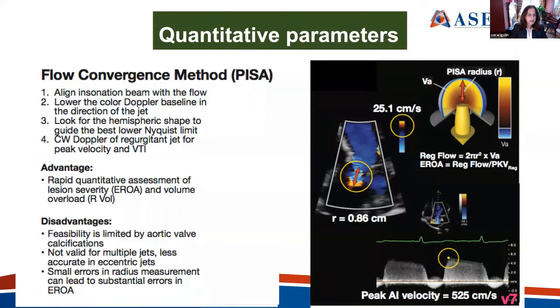This has its advantages in that it's a rapid quantitative assessment of lesion severity, with measurement of the EROA and volume overload, which is the regurgitant volume. The disadvantages are that feasibility is limited by aortic valve calcifications, because sometimes it makes it hard to see that PISA hemisphere. It's not valid for multiple jets. It's less accurate in eccentric jets, and very small errors in measuring the radius can lead to substantial errors in measurement of the EROA.